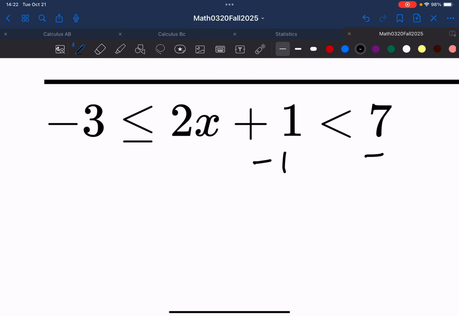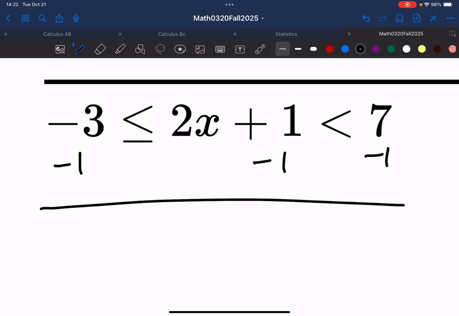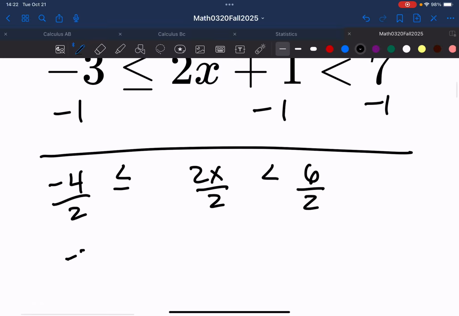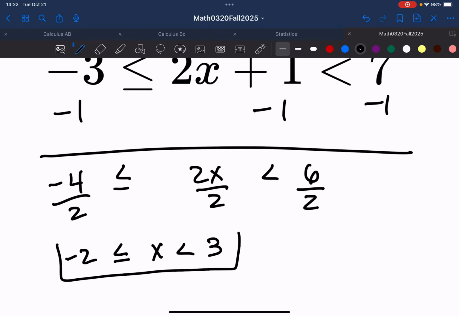So first I'm going to take 1 from each of my kids. Okay, so I have negative 4 is less than or equal to 2x less than 6. Now I'm going to, to each of my kids, divide by 2. And I get negative 2 less than or equal to x less than 3. That would be my answer because I am left with x by itself in the center.